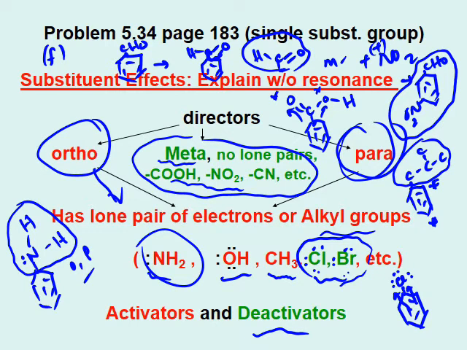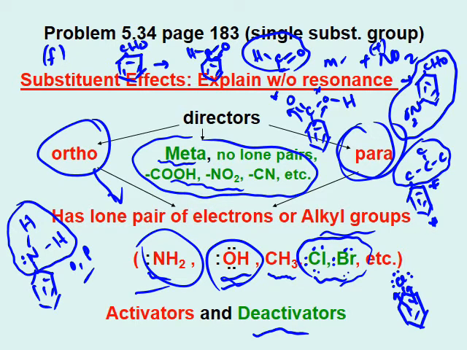So keep in mind, all meta directors are deactivators, and among ortho-para directors, some of the highly electronegative ones, Cl, Br, would be deactivators. OH is not, because OH is not the same as O. If I had only O, then that would be a deactivator, but you have OH, so it's different than O. So don't get confused. So here we learned about activators and deactivators.